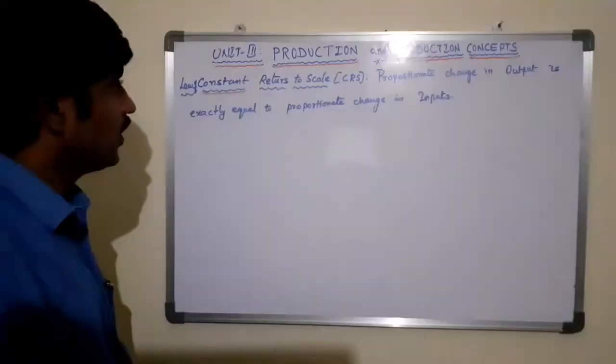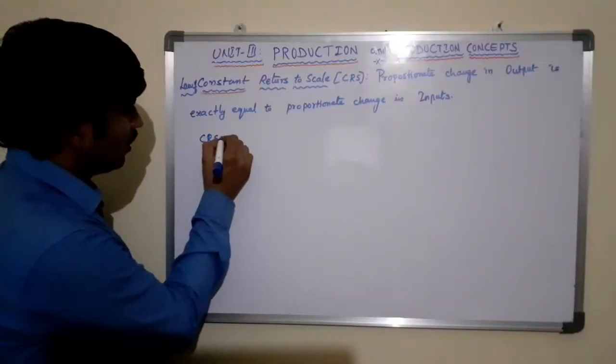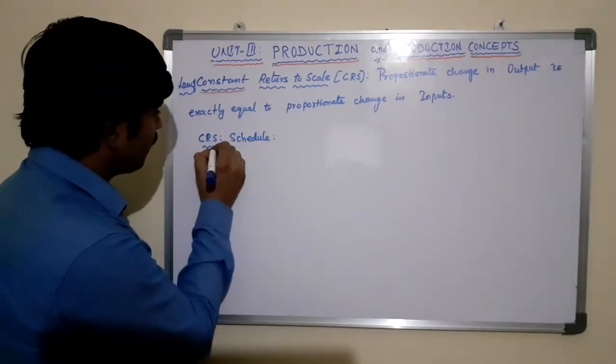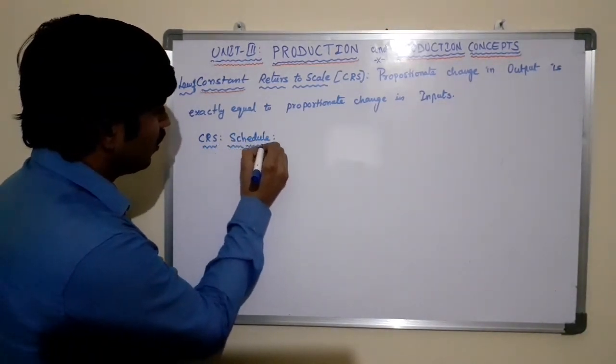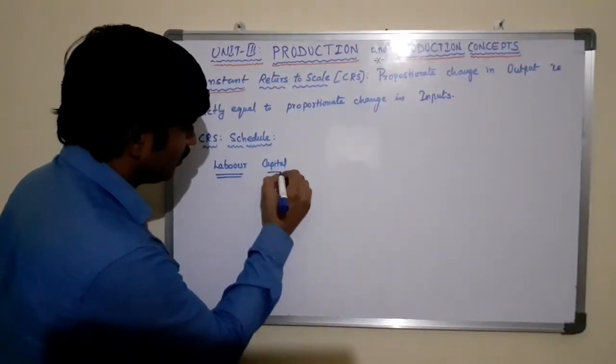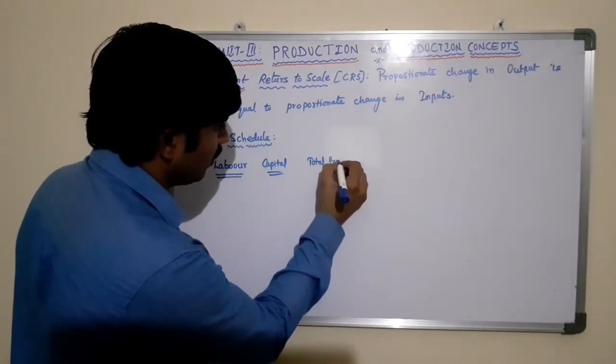Now let us see the schedule of the law of constant returns to scale. Constant returns to scale schedule. This schedule will explain the law of constant returns to scale. Here we are taking labor, capital, and total production.